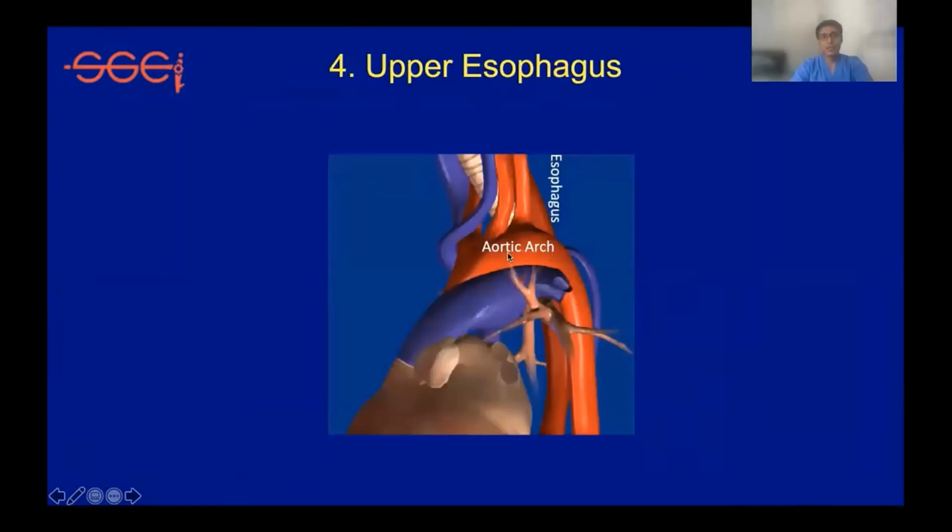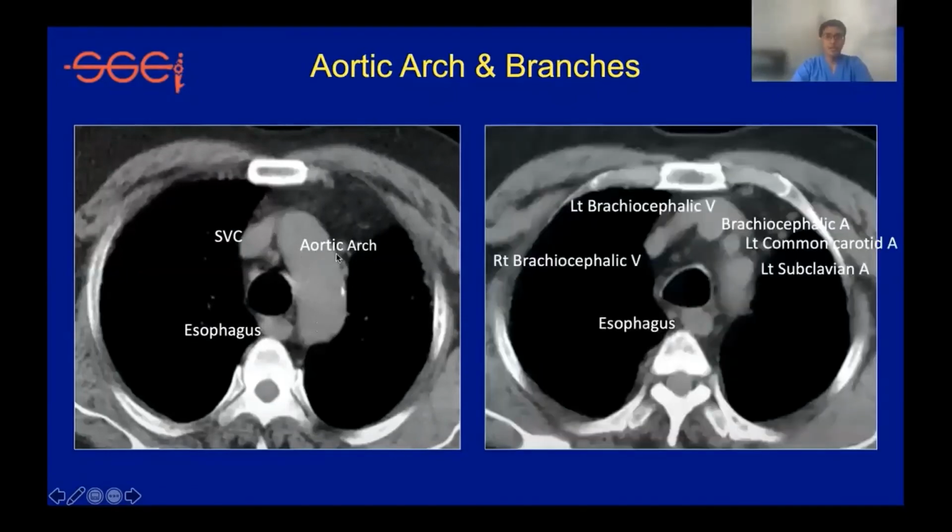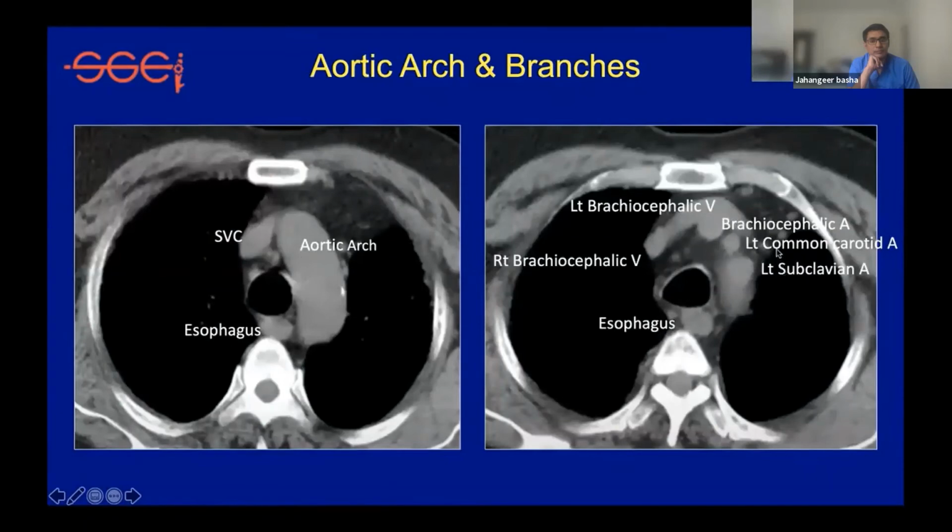From here, we can evaluate the aorta and its branches. This is the CT section showing the aortic arch. On the right side, there is the superior vena cava. From the esophagus, we can evaluate the aortic arch. So we can see the branches of the aortic arch here from left side to right side. It gives rise to the left subclavian artery, left common carotid artery, and the brachiocephalic trunk, which further divides into the right subclavian and right common carotid artery.